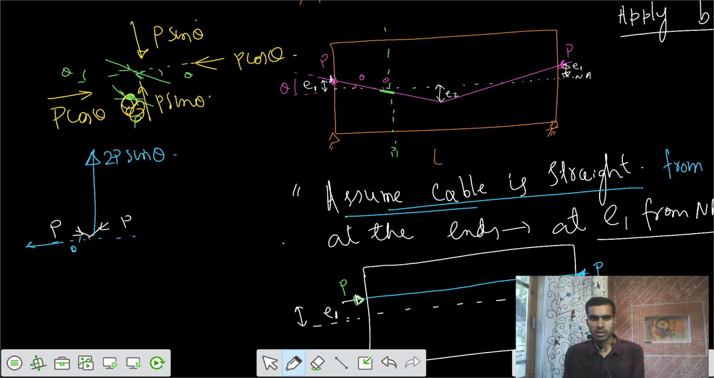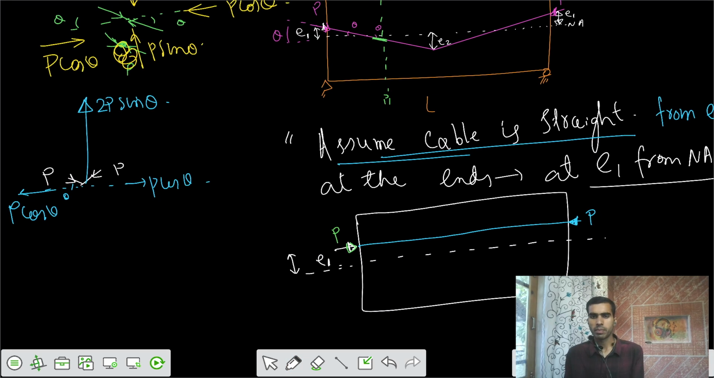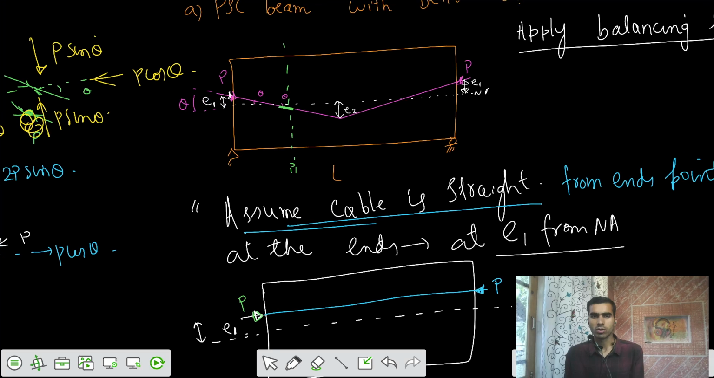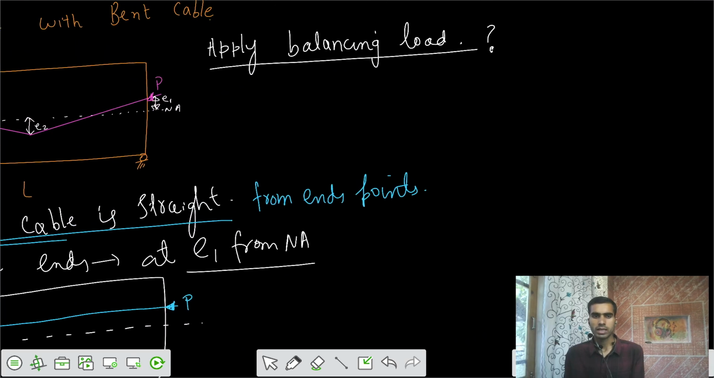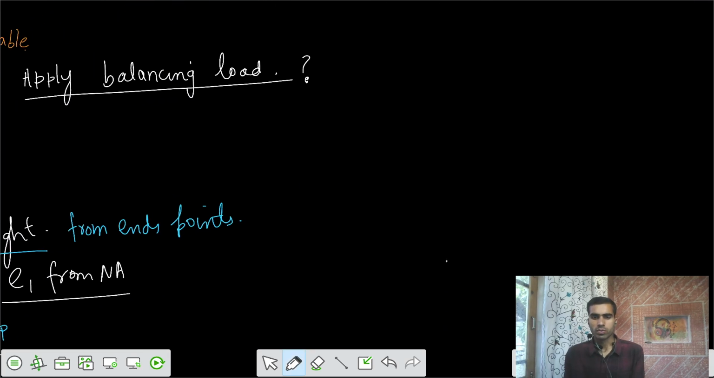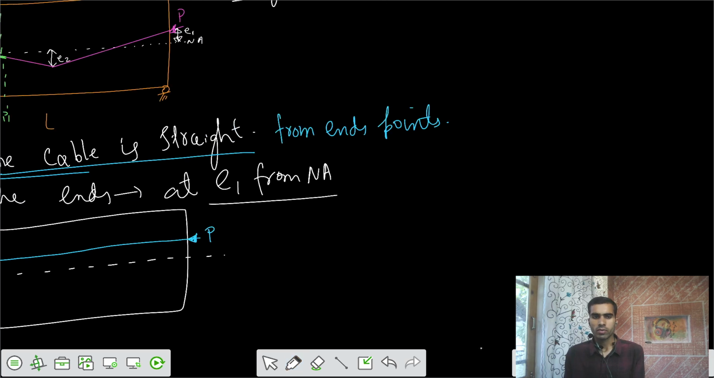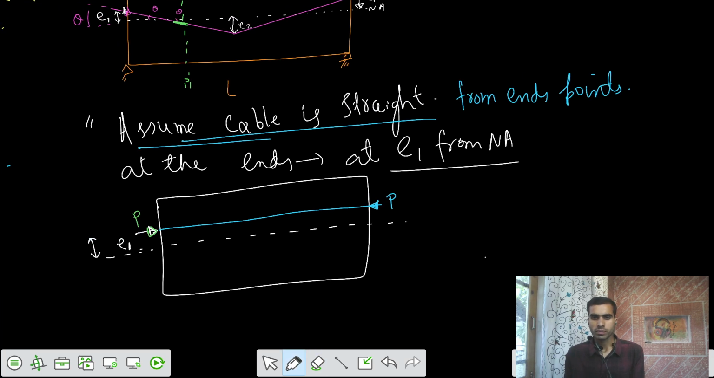There should be some P cos theta here, and there should be some P cos theta here also. This should be the balancing loads. Similarly, if we take that concept and convert it in this fashion, there is some P cos theta here.